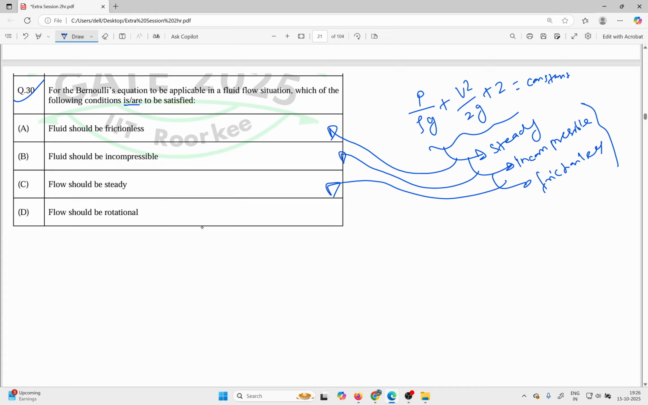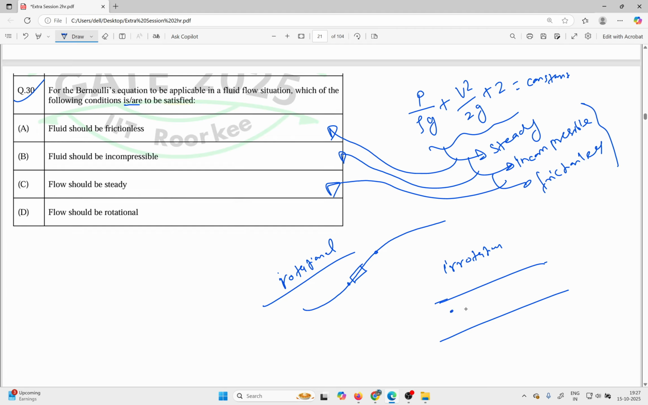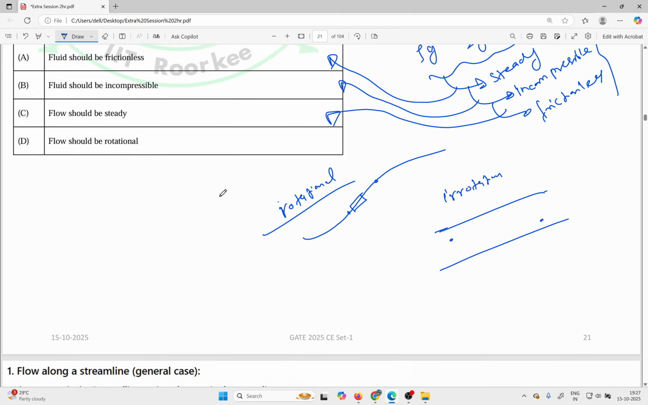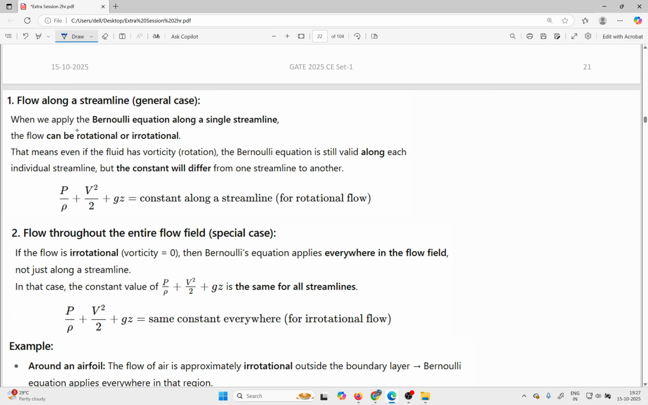But flow may be rotational or irrotational. In case of rotational flow, you can apply Bernoulli's equation only corresponding to a single streamline, the same streamline. But in case of irrotational flow, you can apply Bernoulli's equation anywhere in the domain, here and here also. But in case of rotational flow, you cannot apply, you can apply only along the same streamline. So here it is written very well: the flow along a streamline.